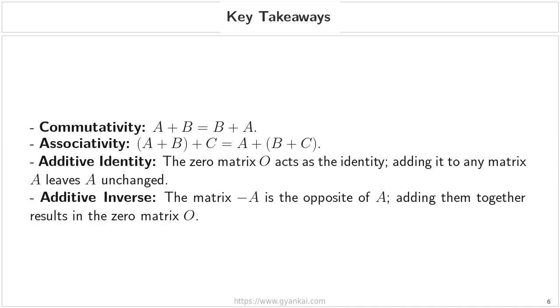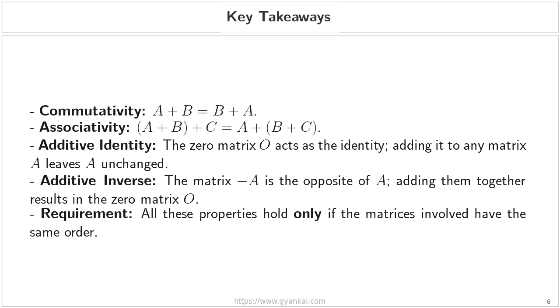Fourth, we have the additive inverse. For every matrix A, there is an opposite matrix, which we call negative A. When you add matrix A and matrix negative A together, the result is always the zero matrix. Finally, and most importantly, please keep in mind the fundamental requirement. All these properties hold only if the matrices involved have the same order. If the dimensions do not match, these operations simply cannot be performed. Keep this specific point in mind, as we will discuss some common mistakes related to this in the next slide.